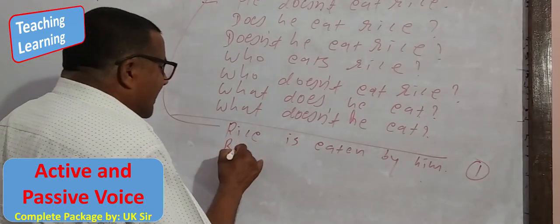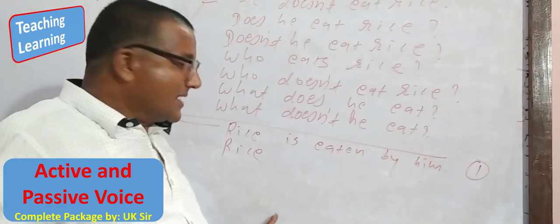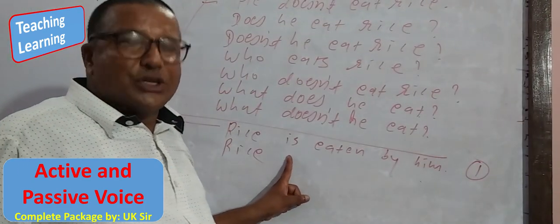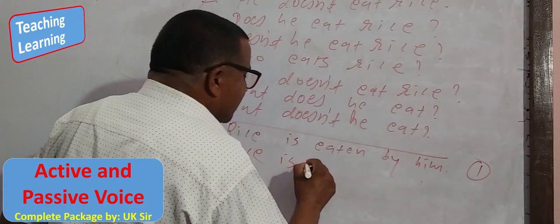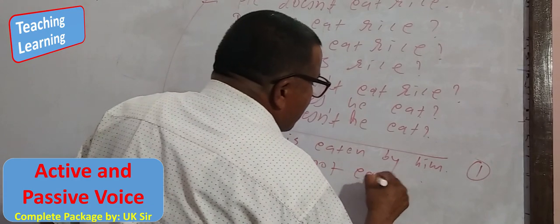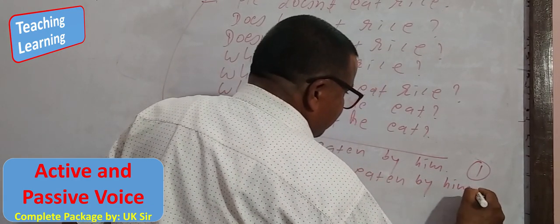And how to make negative? I have taught you how to make a negative sentence: after the auxiliary verb, not is used. Like saying, rice is not eaten by him.